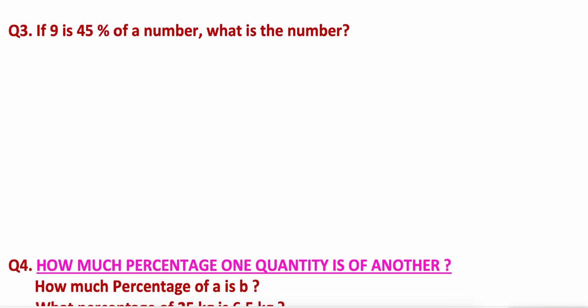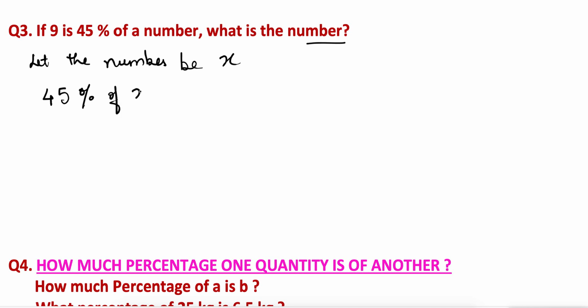Question number 3. If 9 is 45% of a number, find the number. If we don't know the number, we'll assume it as x. Let the number be x. So 45% of x is equal to 9. If 9 is 45% of a number, then 45% of number x is equal to 9.